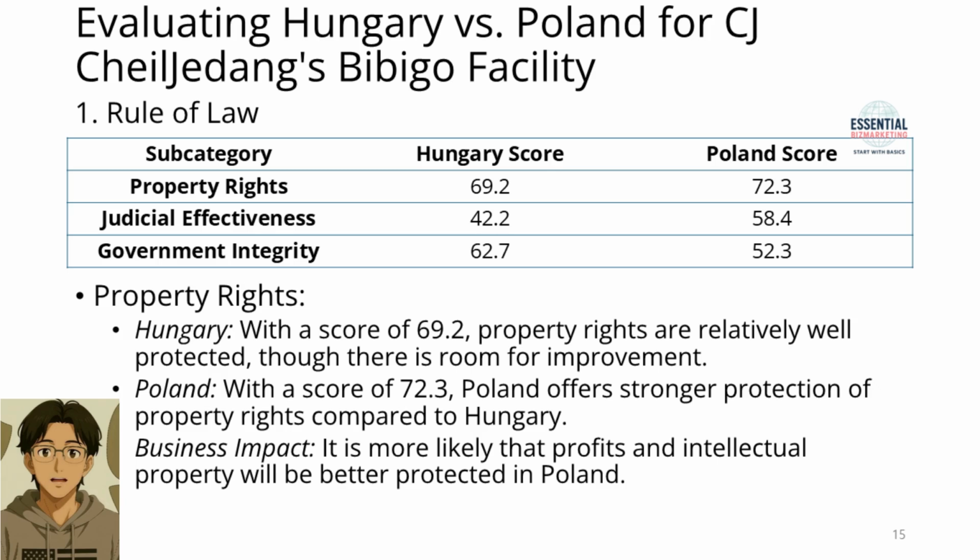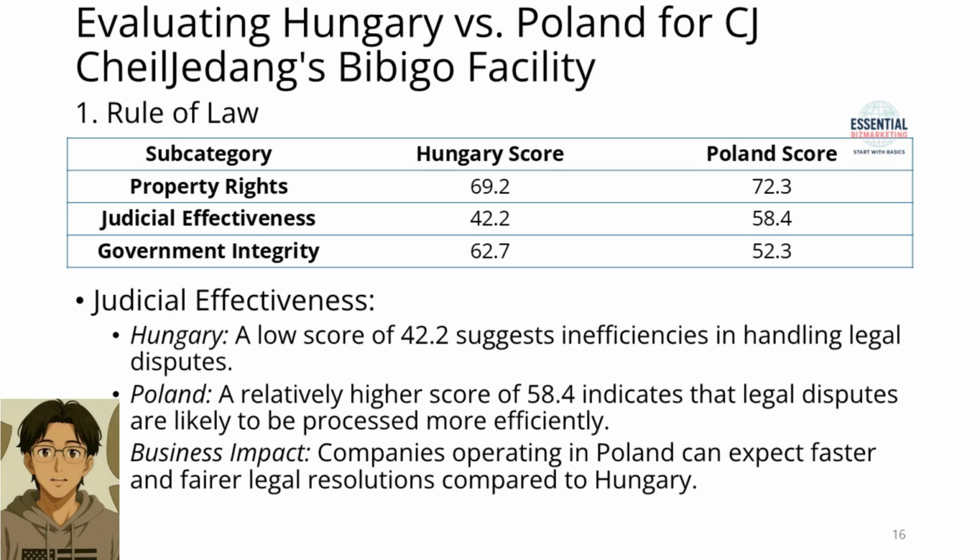Let's start with the rule of law comparison. In property rights, Poland scored 72.3, offering stronger protection, while Hungary scored 69.2. This means companies in Poland are more likely to have their property and intellectual rights secured. Judicial effectiveness also favored Poland, with a score of 58.4 compared to Hungary's 42.2. This indicates that legal disputes in Poland are generally resolved faster and more fairly.